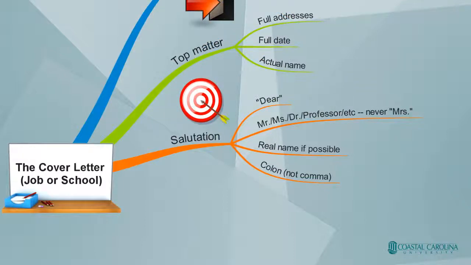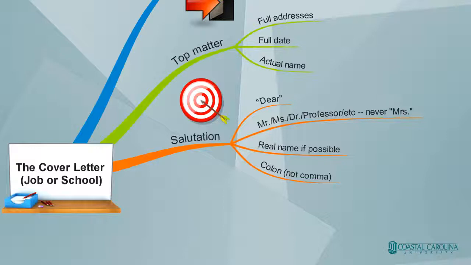Following the top matter, with your full address, the recipient's full address, and the date, you begin with the salutation. You write "Dear," and then Mr. or Ms. or Doctor or Professor. Never Mrs., because a person's marital status has nothing to do with their role in your career or education. Use the real name if possible.